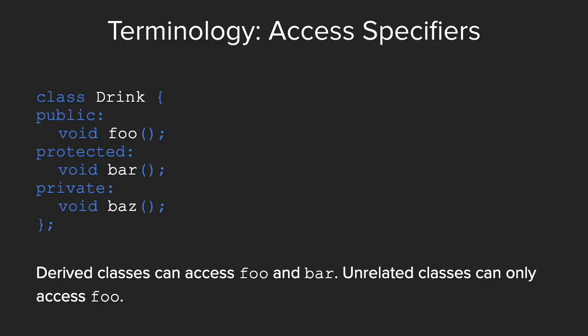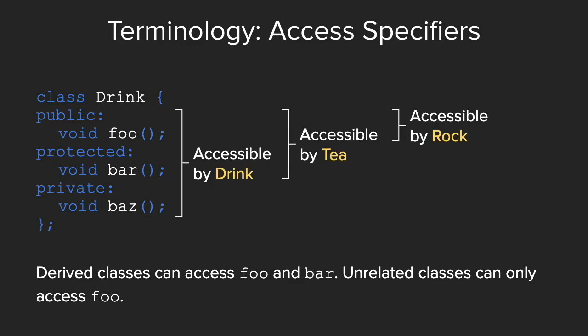To give an example of this, let's say we have a base class named drink, where foo is public, bar is protected, and baz is private. Then drink, the class itself, can access all three variables. Let's say T inherits drink, then T can access both public and protected, and then rock, which is not at all related to drink, can only access the public members, which is foo. So, more definitions. Are there any questions so far?